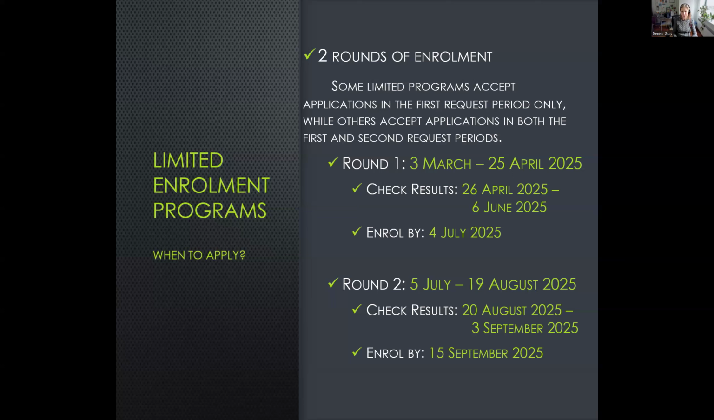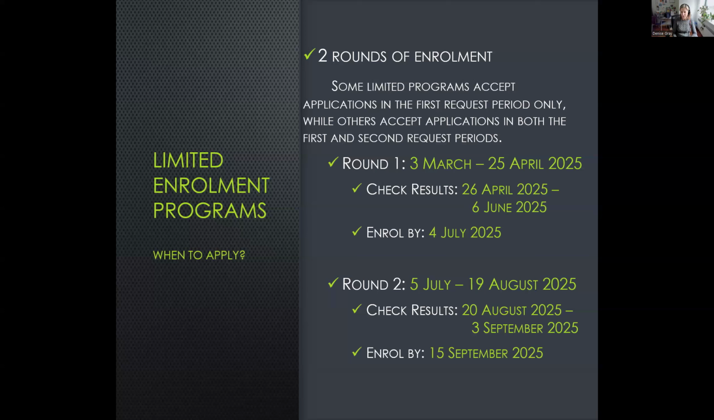Round 2, for students who are using the summer to meet the minimum admission criteria for the program that they want, can apply in round 2. Round 2 begins on July 5th, closes on August 19th. Again, you have that whole length of time during which you can apply for your program. There's no points for being the first person to apply in July. Just apply before August 19th, and then you can check your results between August 20th and September 3rd and accept any programs you've been offered an invitation to join by September 15th.